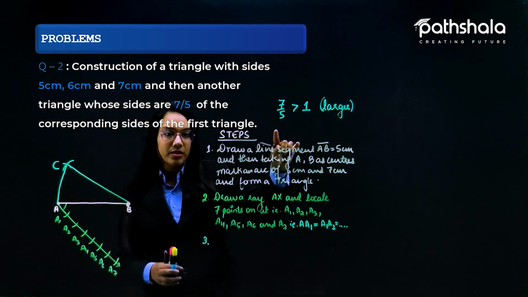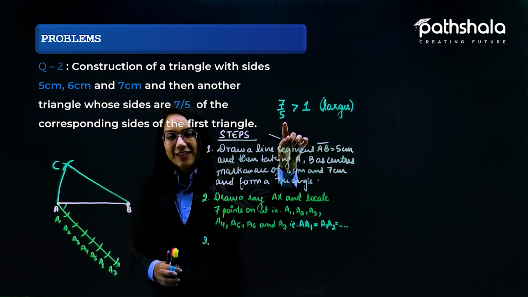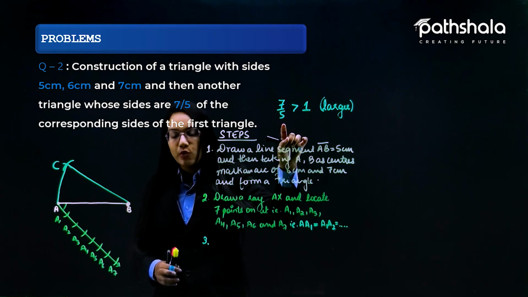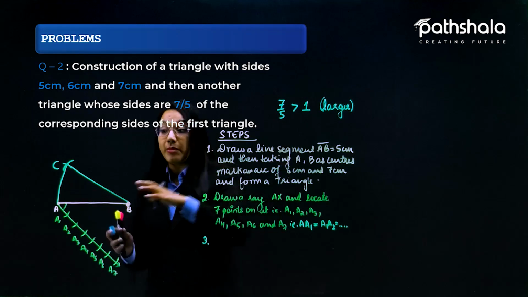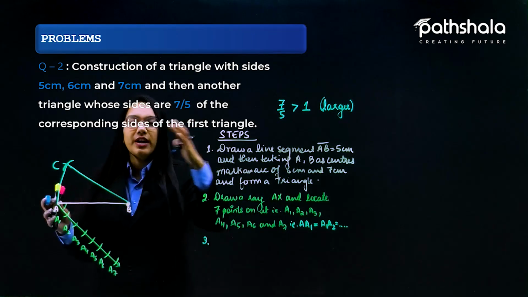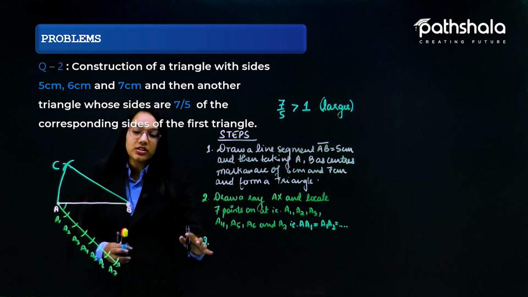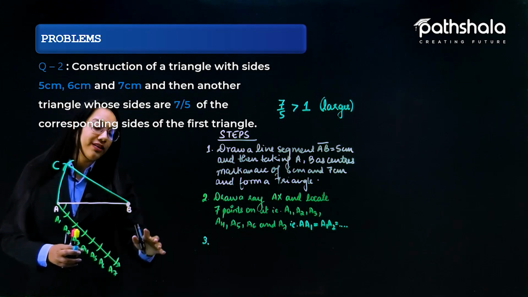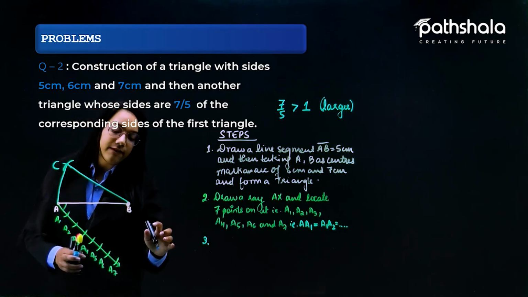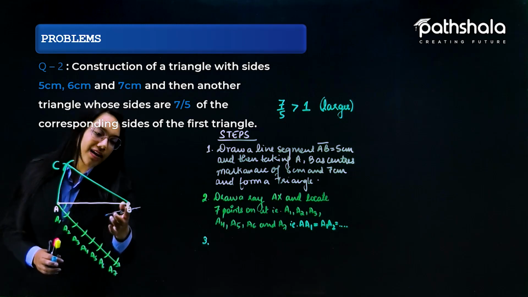The second ratio means we have to join A5 and B together. We do not have to join A7 and B, because the triangle that should be formed is bigger than this one. So it means we have to go outside this region. So the next step is, we have to join A5 and B.